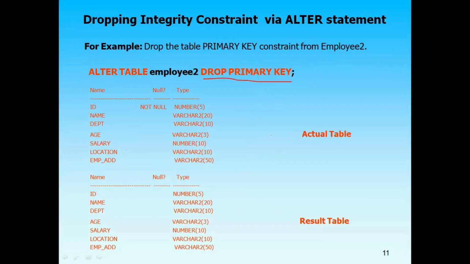Before this alter statement, this is my actual table where my ID is the primary key, and the result of this statement is this. So the not null value is removed from this. I hope, students, you are clear with this.